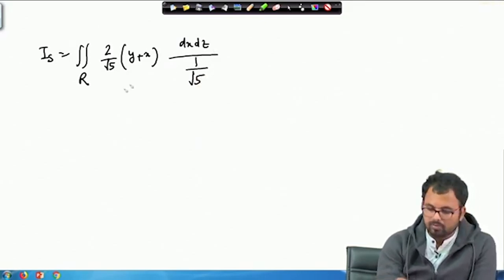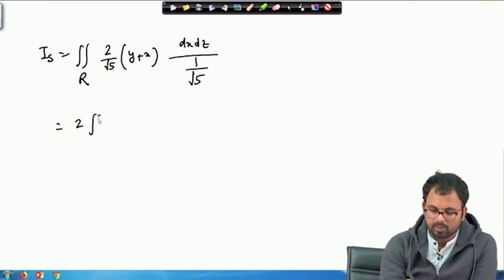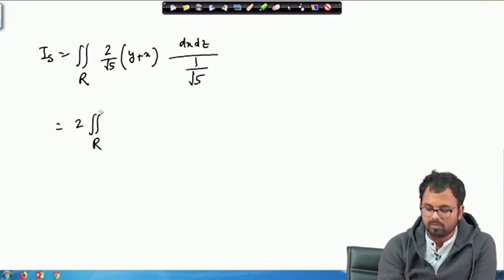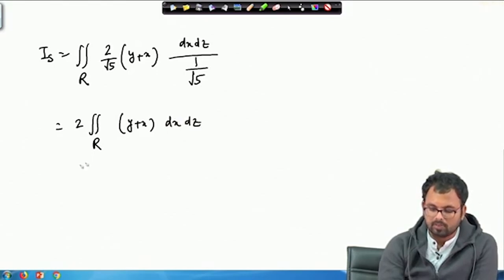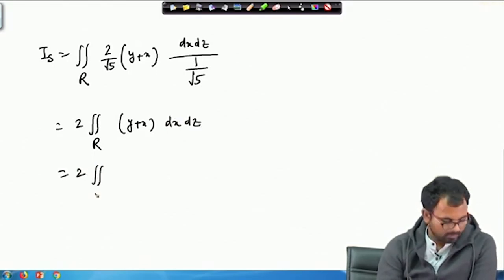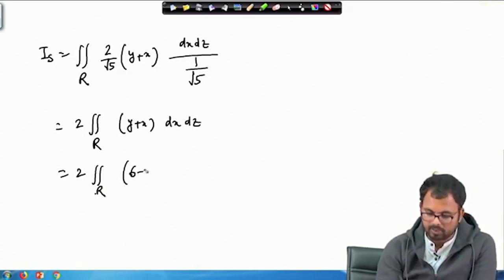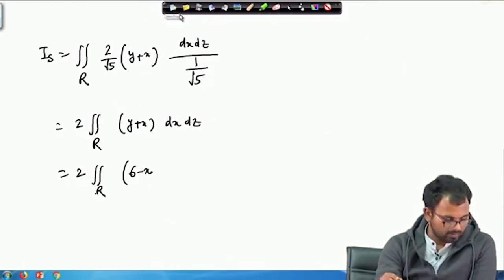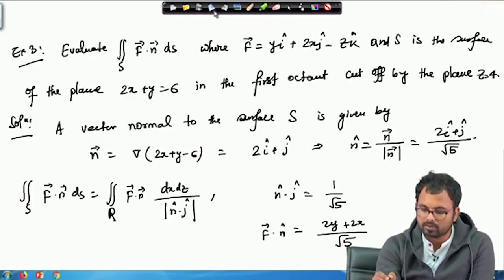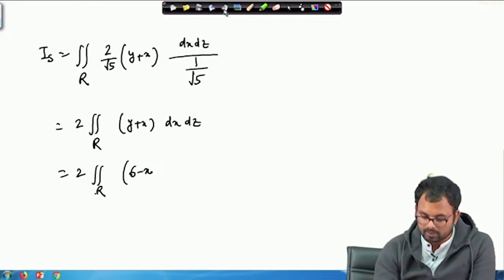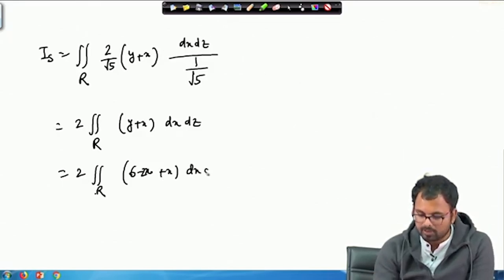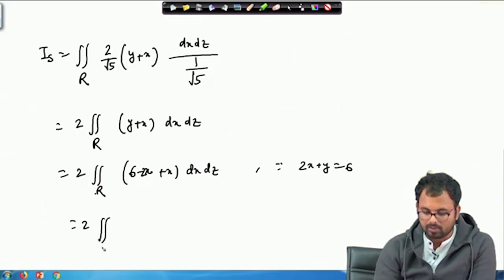So, square root of 5 will get cancelled, and this will become 2 times integral over the region R y plus x dx dz. Now, over region R, y can be written as 6 minus 2x, since 2x plus y equals 6. So this is basically 6 minus 2x plus x times dx dz, and now this will be 2 times integral over the region R 6 minus x times dx dz.